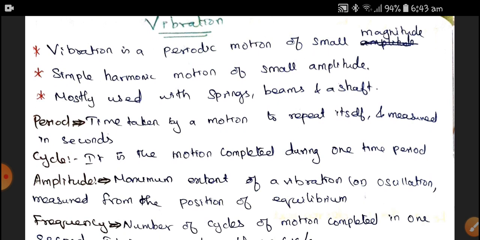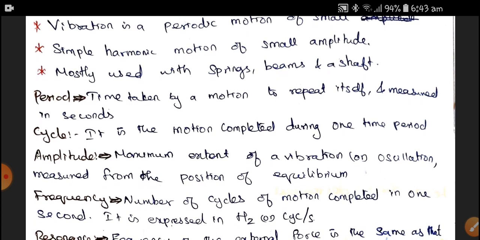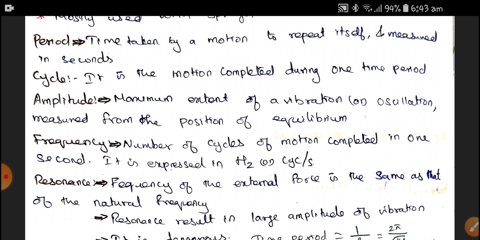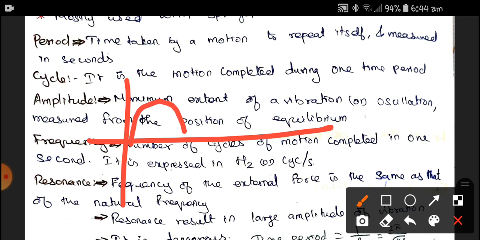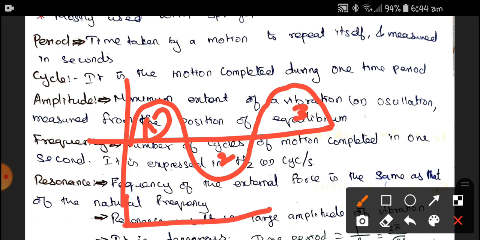First of all, we have to know certain definitions in vibration. The first one is the period. Period is the time taken by the motion to repeat itself and is measured in seconds. If this is my amplitude, having a positive and negative sign, then from the first point through the second and third, the motion is going to repeat from the first. This is called the period.